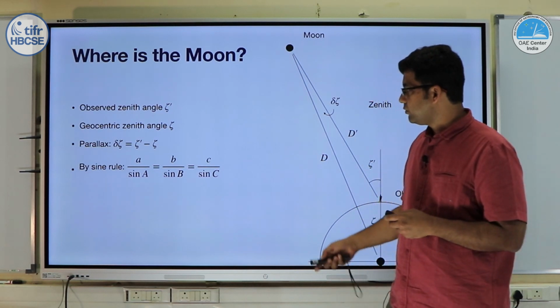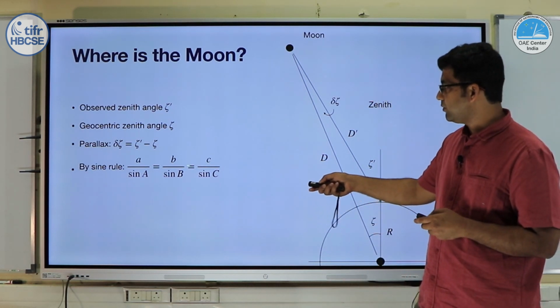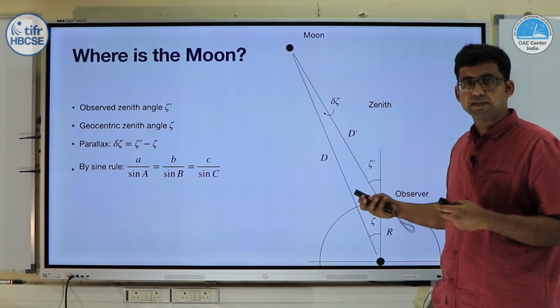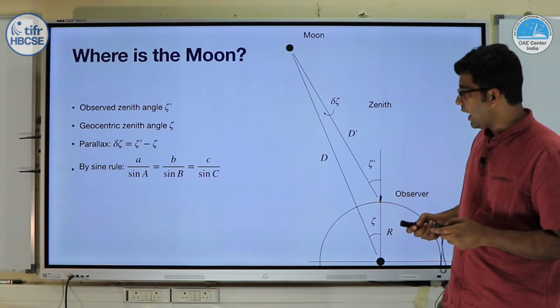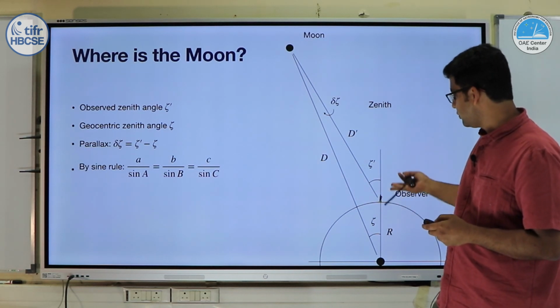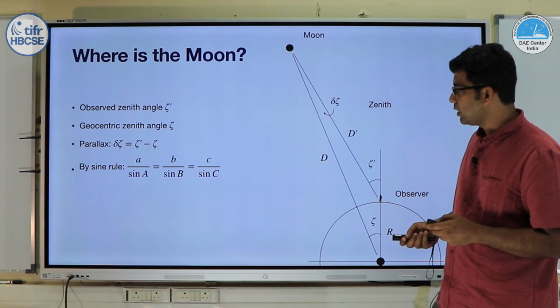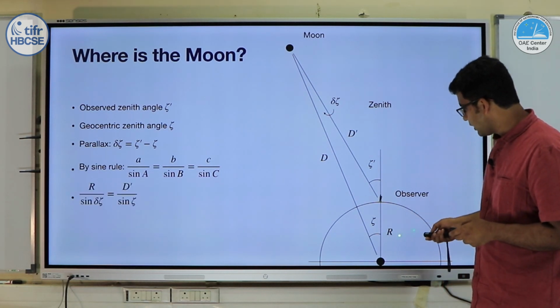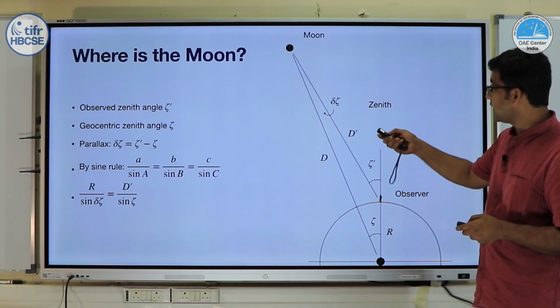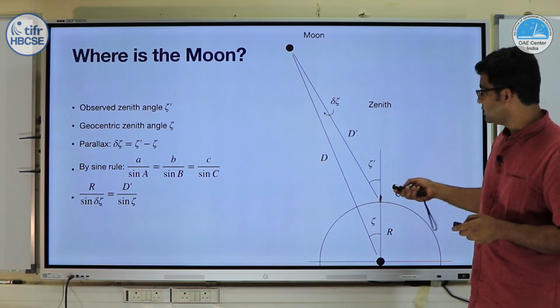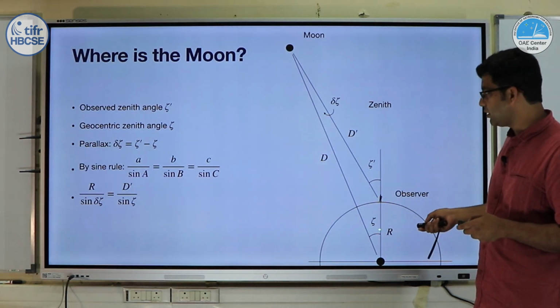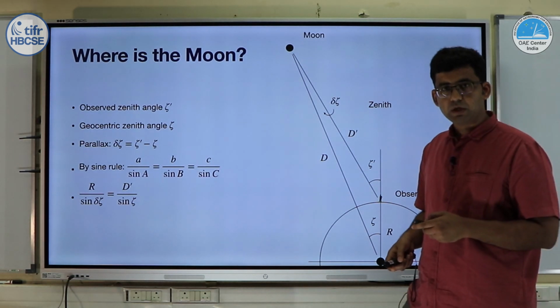By the sine rule, we know that A by sine A is equal to B by sine B is equal to C by sine C for all triangles, and we are going to use this rule to figure out what these angles are. So, you can write down capital R divided by sine of delta zeta is equal to d prime divided by sine of zeta, right?